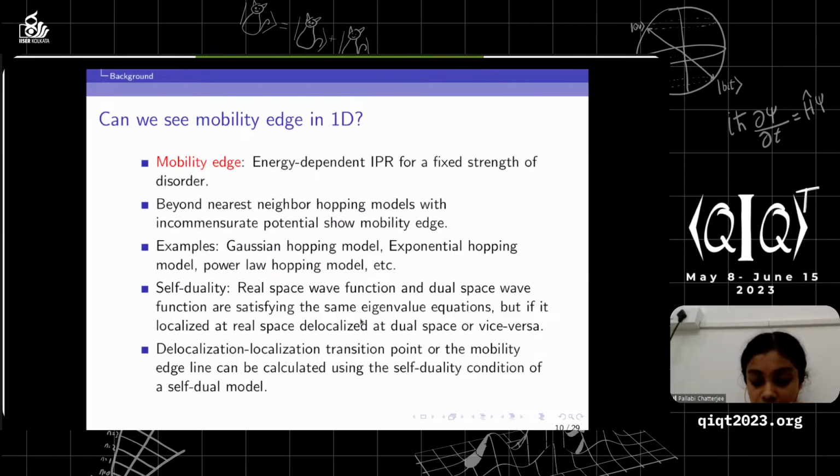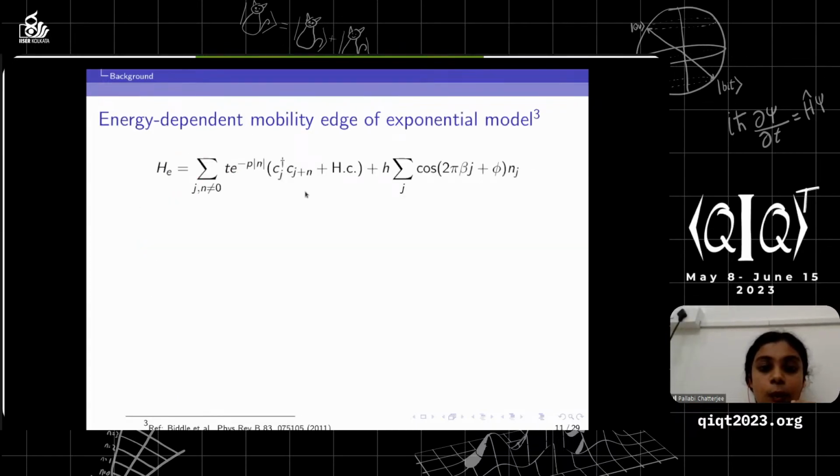using this self-duality condition. So here is one model which shows this mobility edge, where one can see this model is not a nearest neighbor model. This C_j dagger C_(j+n), and this hopping amplitude is given by t into an exponent. It is exponentially decaying. So if we do some transformation here into dual space, we can see that this H will not be the same as the real Hamiltonian. So in dual space, this H and this hopping amplitude will change. But if we want to get back our same Hamiltonian, we have to impose some condition on H.